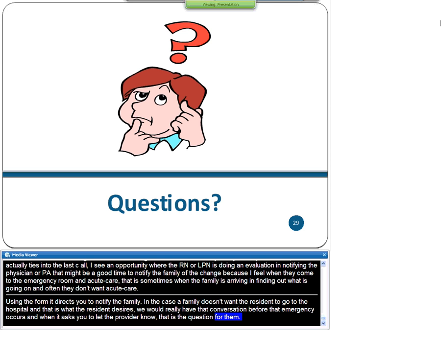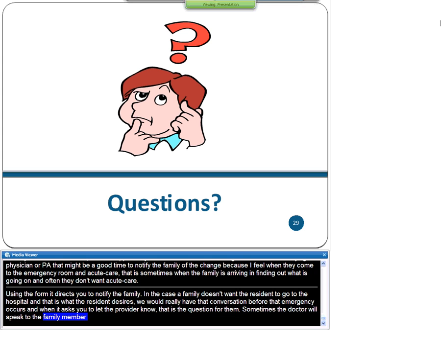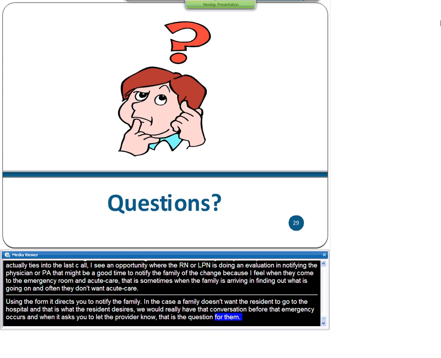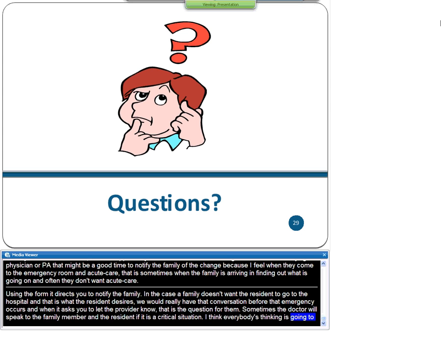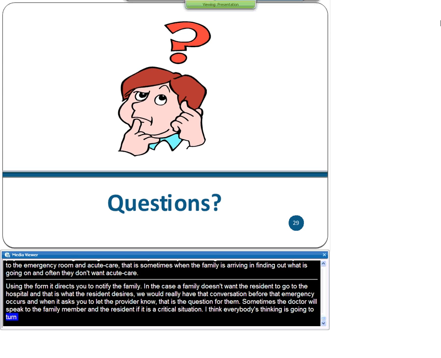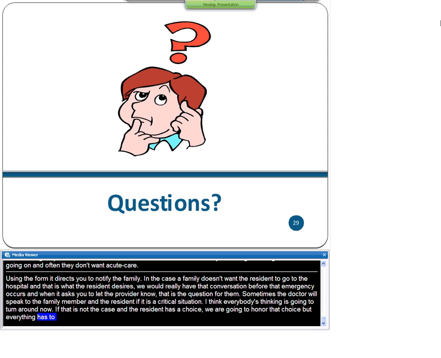I think everybody's thinking on this is going to turn around now. As providers, we always thought we had to send to the hospital, because we know best. But now if that's not the case and the resident has a choice, then we're going to honor that choice. But everything has to be set up so that we can do that successfully. Can't wait till something happens and then try to manage it. Right, even if the management is that they would rather not have care. That's right, and that's where the POST is going to really help us.